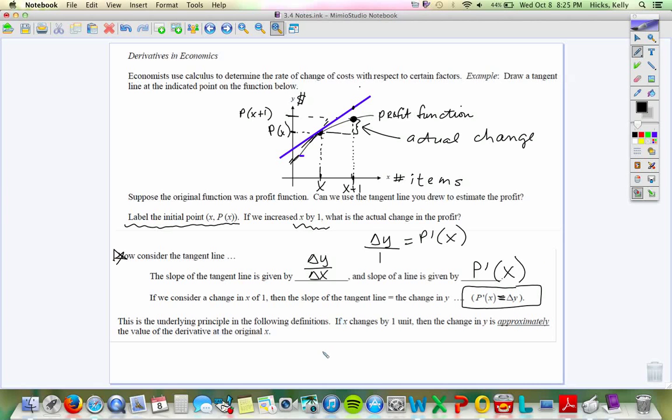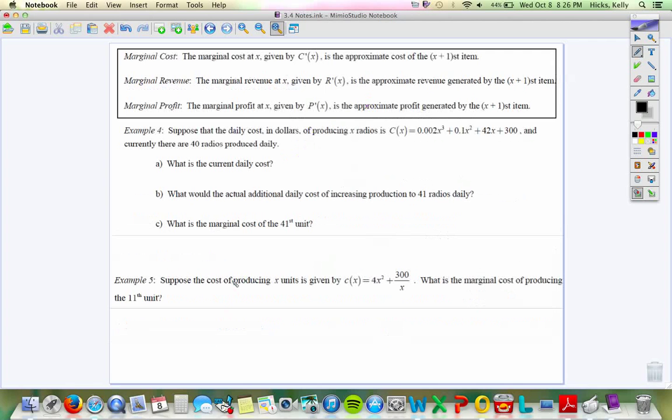Okay, this is the underlying principle in the following definitions. If X changes by 1 unit, which we are letting it, then the change in Y is approximately the value of the derivative at the original X. Let's do a problem, or let's look at this first and then we'll do a problem. Okay, so here are the things we need to know.